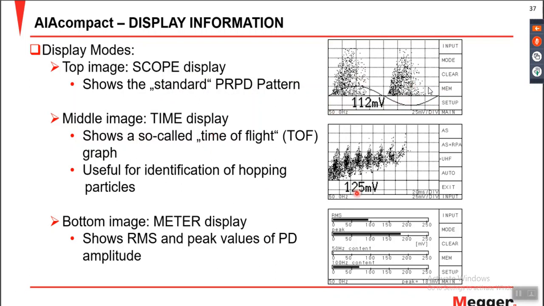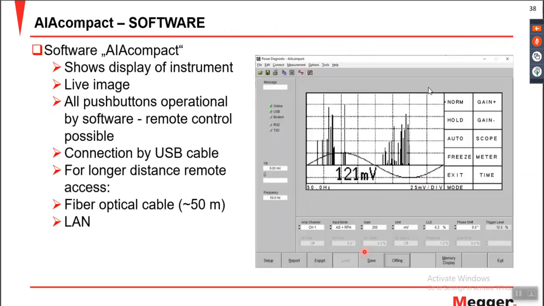Then you have a time display where you can identify the time of flight if you have a particle inside your GIS which is already hopping or not. When it is hopping, you have a pattern like this. And if it is not hopping, the measurement comes down to this base level. So you can identify the particle is not moving. But in case you get a pattern like this, you can identify the particle is already hopping or moving inside the GIS. And the last display, which is a meter display, is where you can identify the RMS and peak values of the PD amplitude.